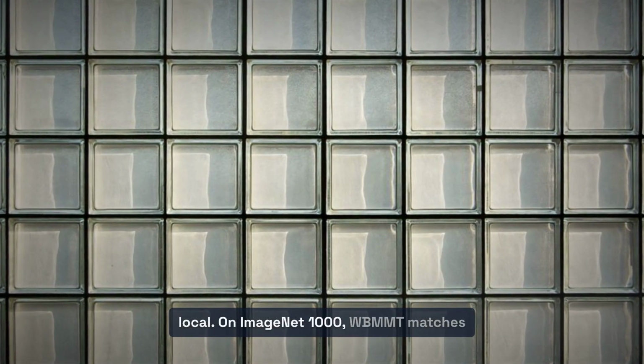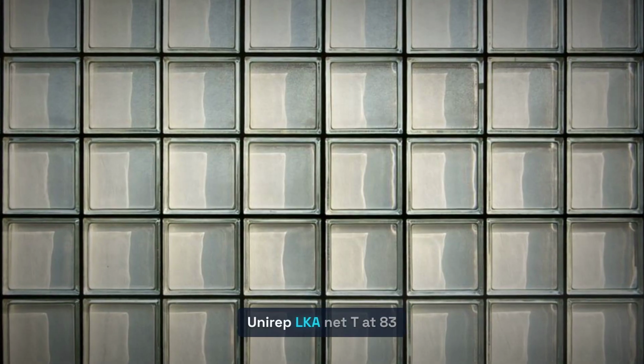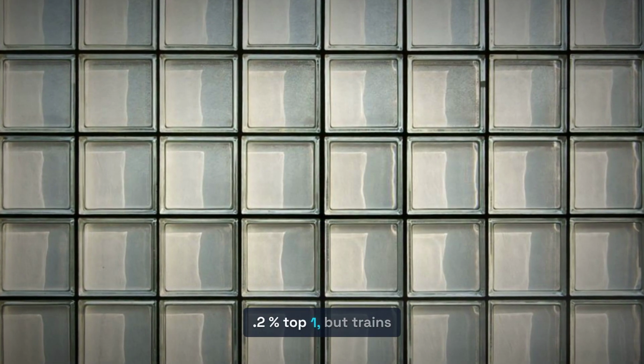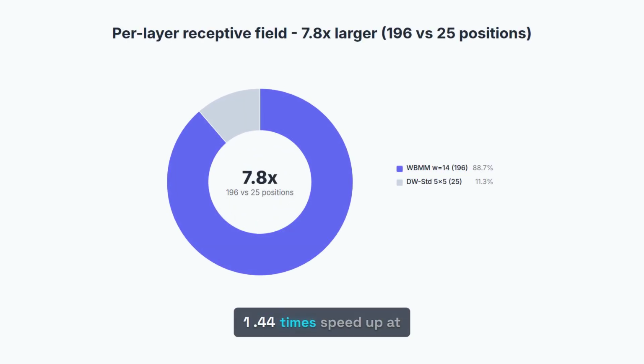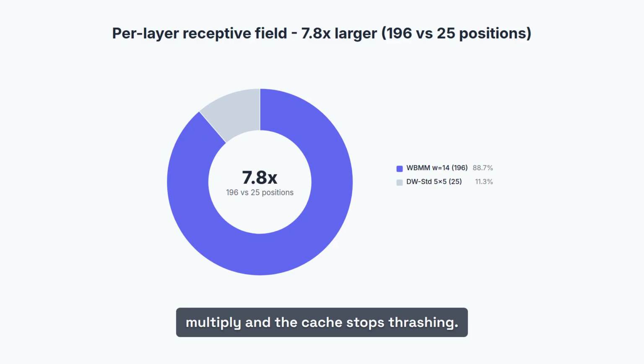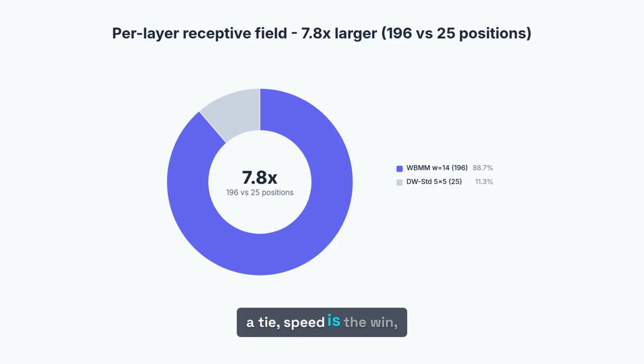On ImageNet 1000, Wbmm-T matches UniRepLKNet T at 83.2% top 1, but trains in 6 minutes 18 seconds versus 9 minutes 3 with LKA, a 1.44 times speedup at 9. The gather becomes a block multiply, and the cache stops thrashing. At the model level, accuracy is a tie, speed is the win, with up to 12% less memory.